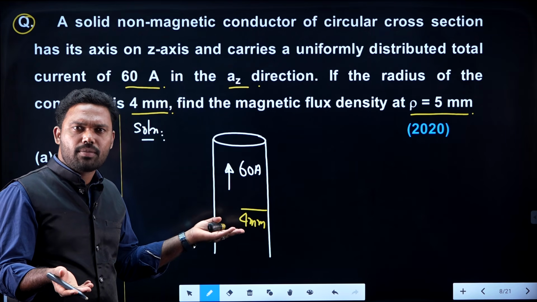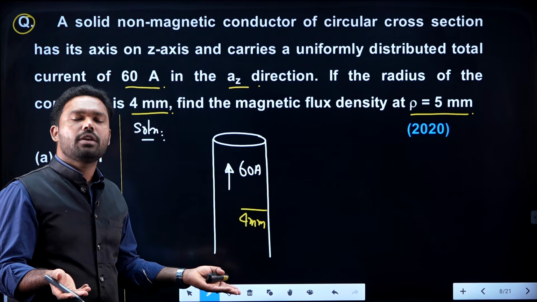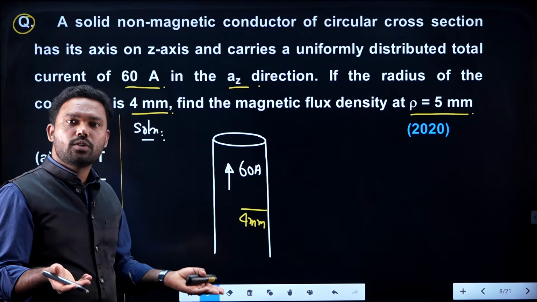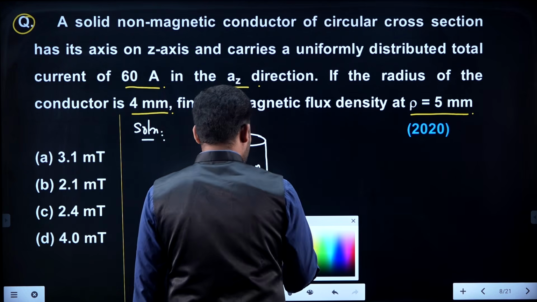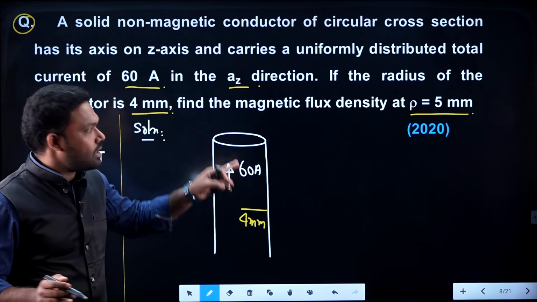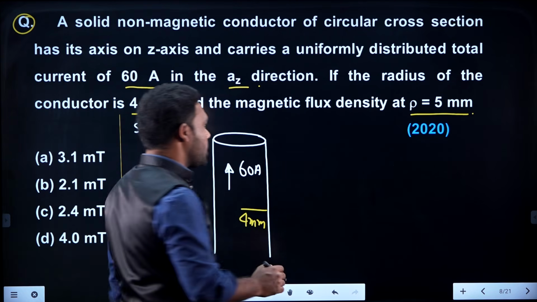is a simple 60 amperes current carrying conductor. You can make use of the formula. What is the formula? A magnetic field due to infinite uniform line current. So, he is asking outside. The radius is only up to 4 mm. He is asking outside, it is 5 mm. So, what is the formula?